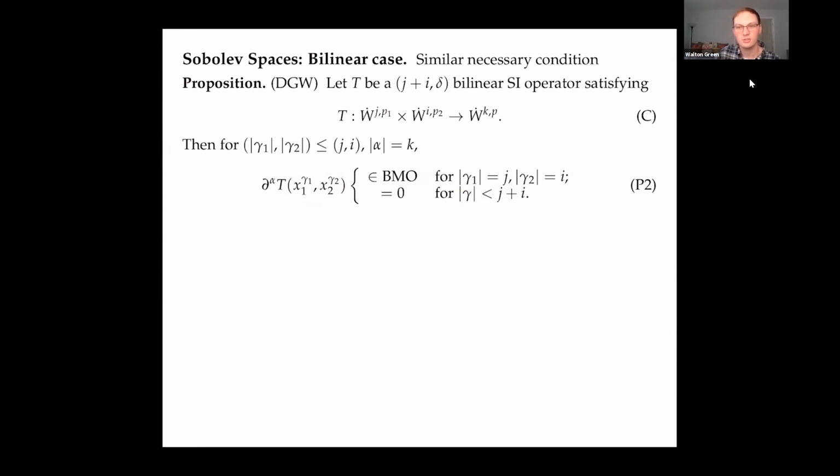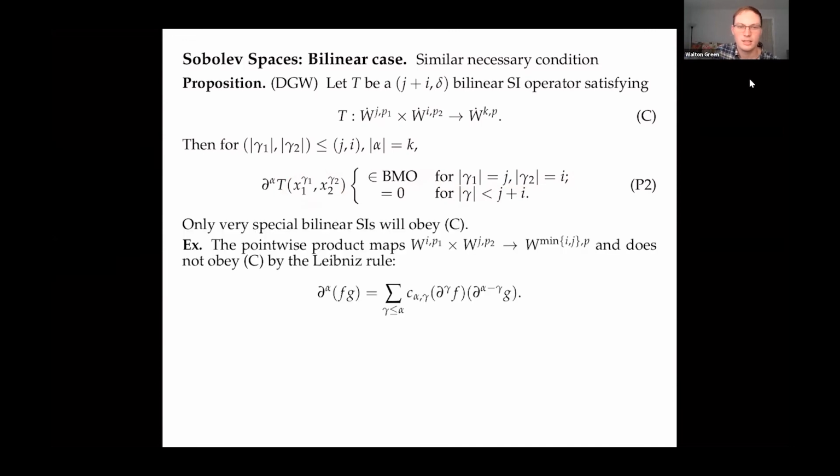Okay, so the classical bilinear operator is the pointwise product. So the pointwise product only maps the W^{1,p} cross W^{1,q} into the minimum of I and J.